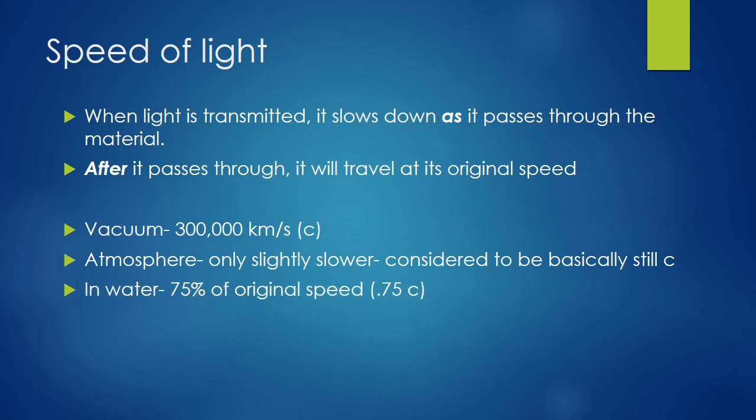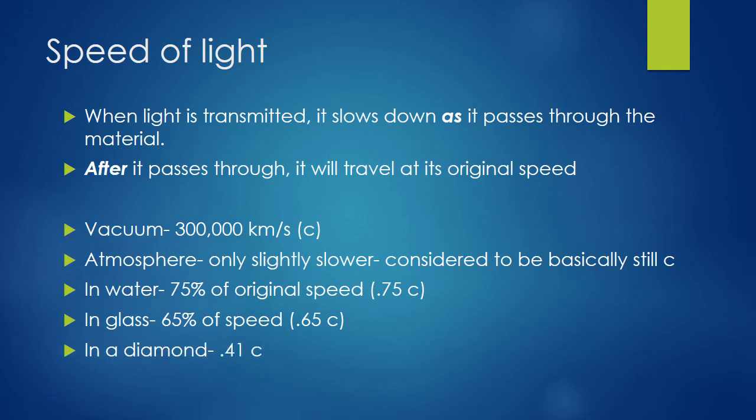In water, it goes about 75% of its original speed. In glass, it slows down to about 65% of its original speed. And in a diamond, it's going to slow down to 41% of its original speed. But once again, once it passes through, and in the voids in between the molecules inside there, it is going 300,000 kilometers per second.